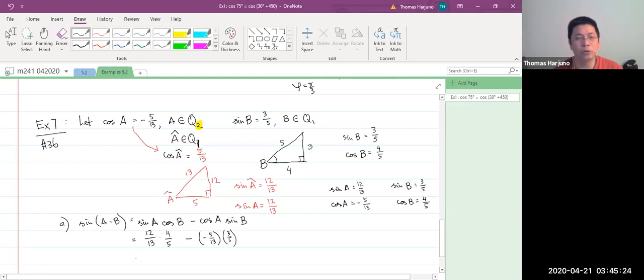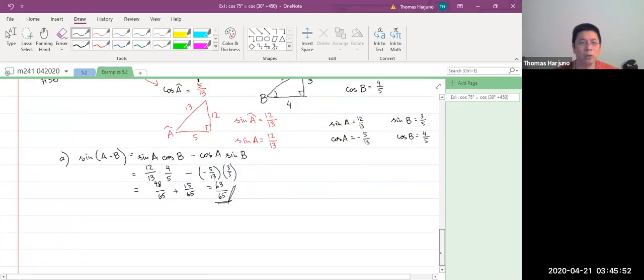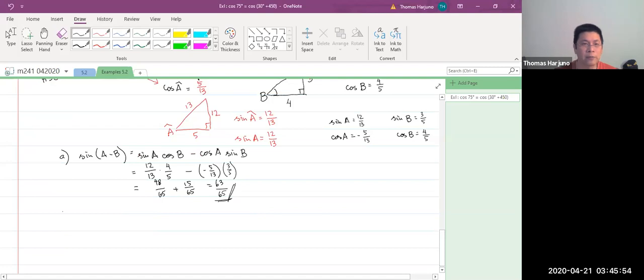Now, I don't suggest you cross simplify, because we already have the LCD if you multiply them. So just multiply them first. That's 48 over 65 plus 15 over 65, which will be 63 over 65. Okay, now I want you to try yourself.